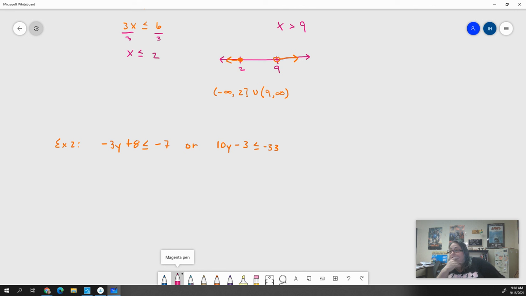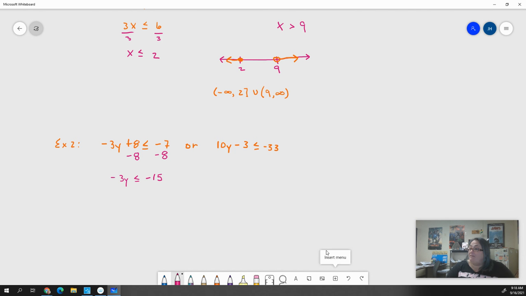So we have to solve these individually. If I look at this problem right here, I have a couple things happening to my variable. I have 8 being added to it. I have negative 3 being multiplied to it. We're going to start with what is being added or subtracted, right? So I have 8 being added. To do that, I'm going to use inverse operation, which is minus 8 from both sides. And I'm going to get negative 3y is less than or equal to negative 15, right? Negative 7 minus 8 is negative 15.